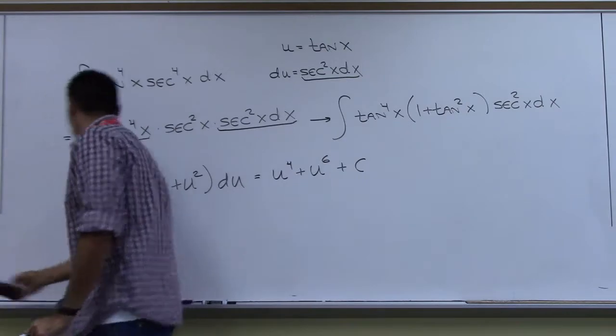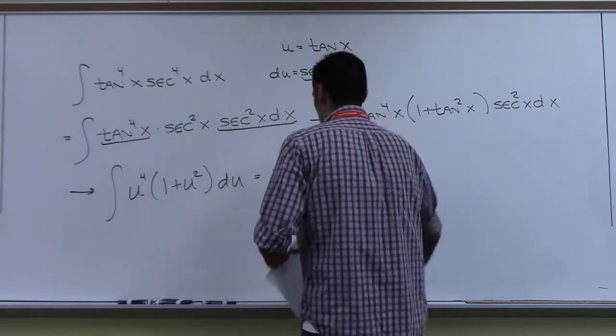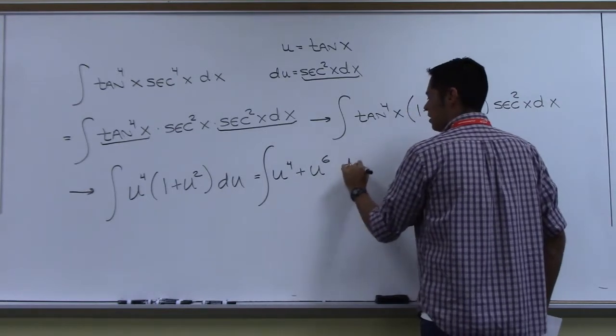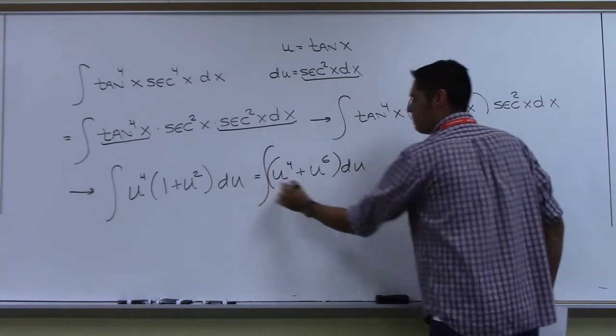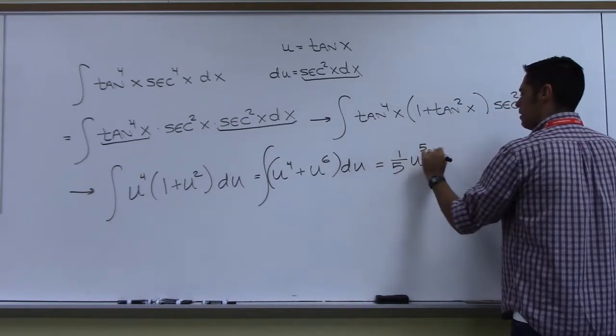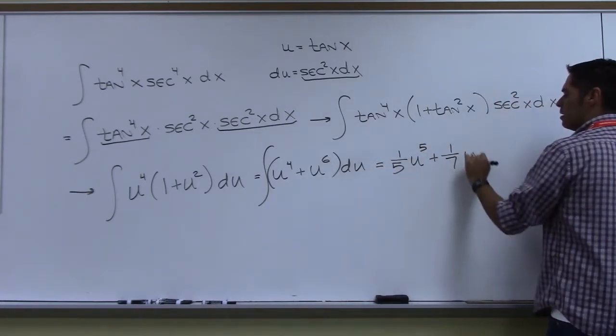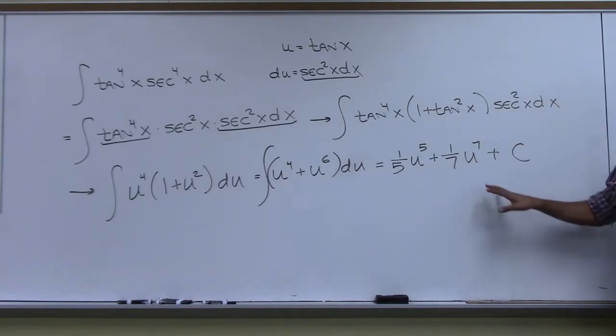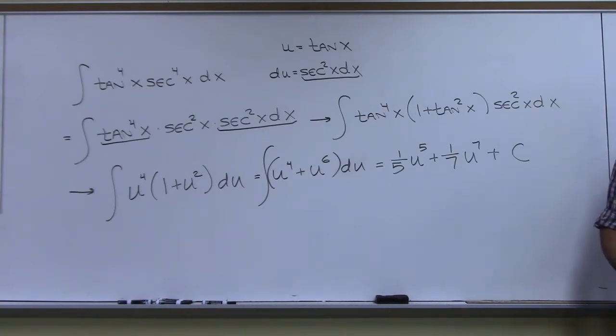I'm already integrating. It's not right. Integral of u to the fourth plus u to the sixth du. And that's 1/5 u to the fifth plus 1/7 u to the seventh plus c. Any questions? We okay? And last thing would be replace all your u's with tangents.